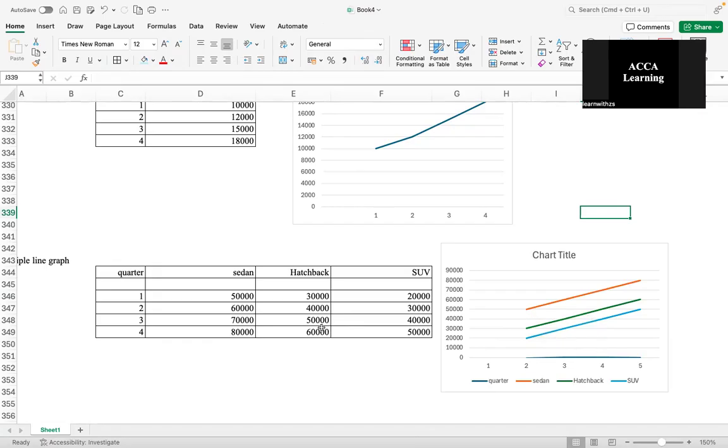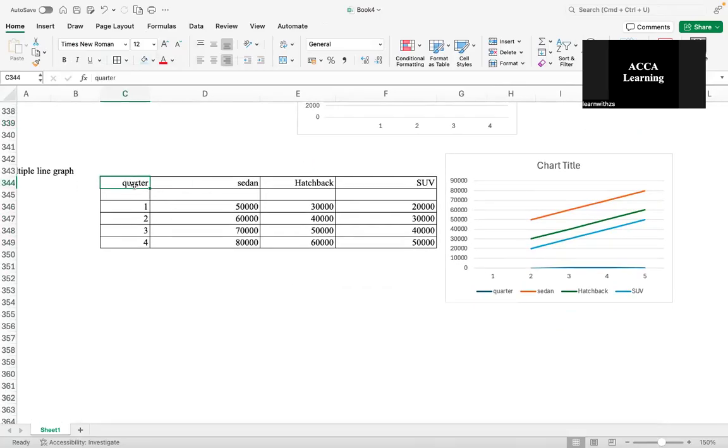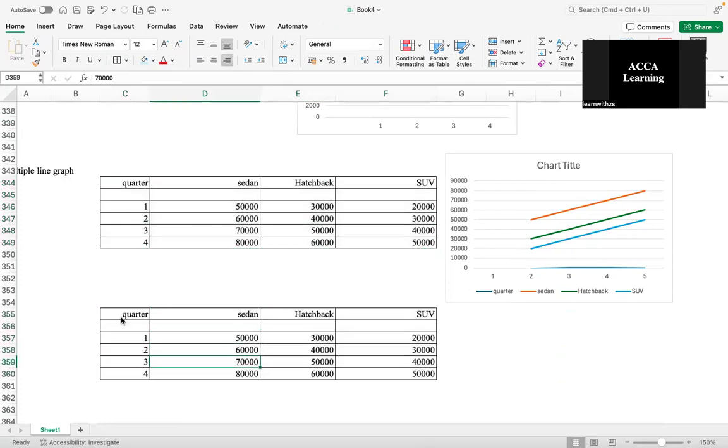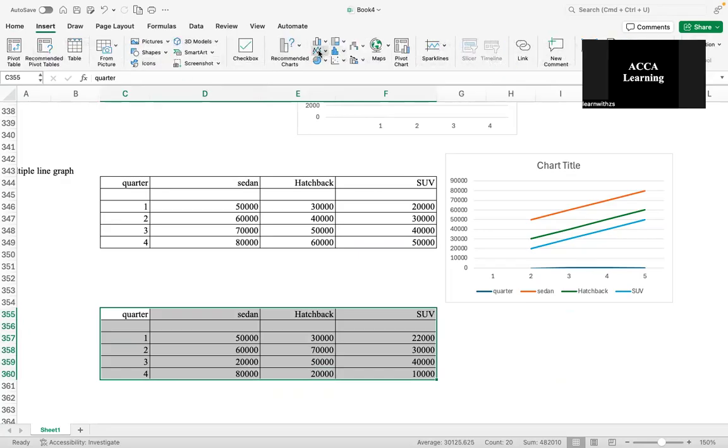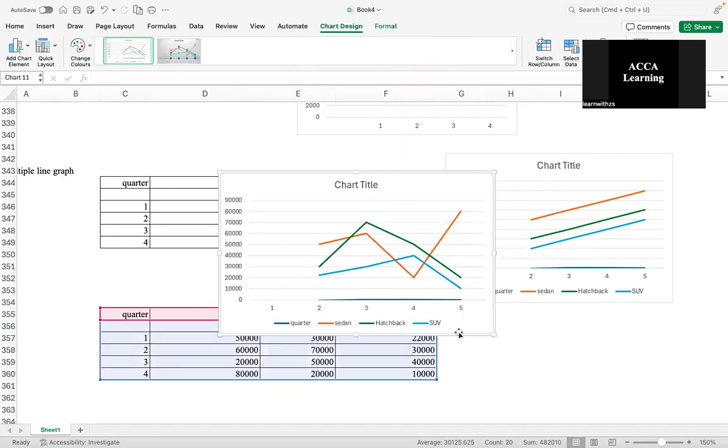But if I were to say change the values of this, okay? If I were to put this here, if I say make this 20,000, take this as 80. If I make this as 70,000 and I put this back to 20,000, if I keep this as 10,000 and I'll make this say 22,000, right? Now, if I want to look at how my graph would look like, it would be a little up and down, right? See the graph.